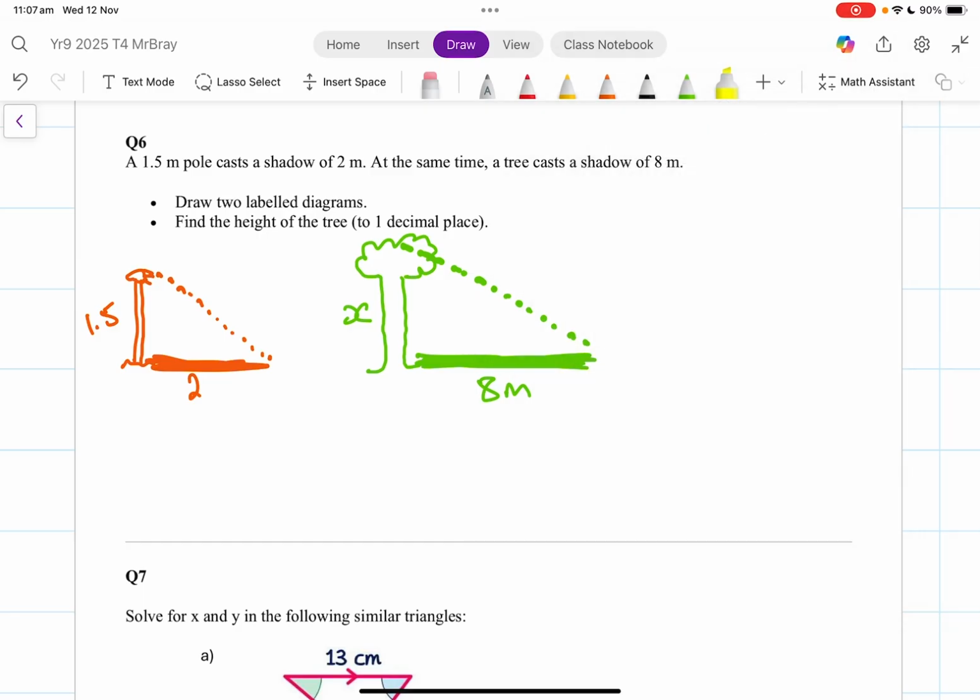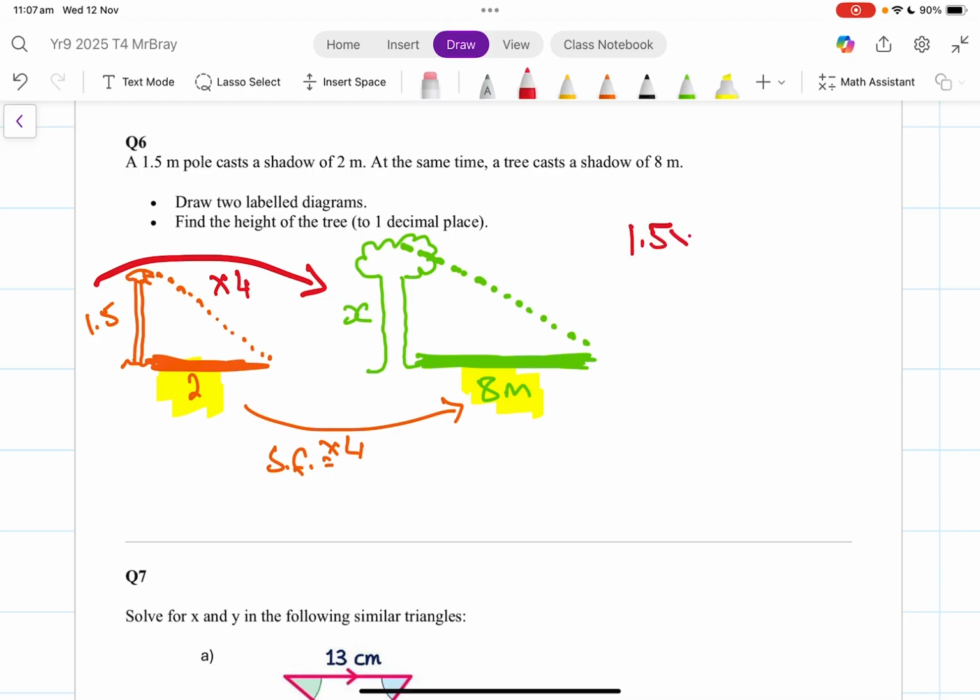So if we're trying to find the unknown side, I've drawn my 2 labeled diagrams. Now I need to find the height of the tree. If I'm trying to do that, I need to match up a pair of corresponding sides. And I can see to get from 2 to 8, I'm multiplying by 4. So that's going to be my scale factor. It's going to be multiplying by 4. This tells me that to get from 1.5 to X, I also need to multiply by 4. So 1.5 times 4 is going to give me X. So we should find that X is equal to 6.